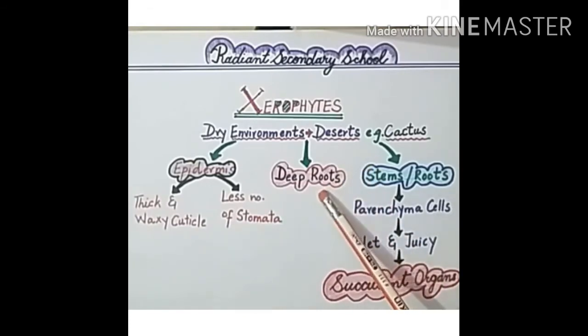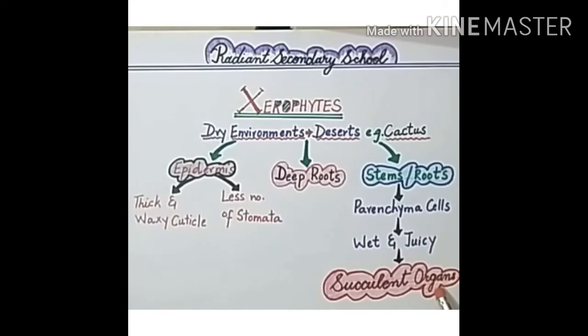Both of these characteristics of epidermis help these plants to reduce the rate of transpiration. Second type of adaptation these plants have is they have deep roots. These deep roots absorb maximum water from the soil. The stems and roots of some xerophytes have special cells which are called parenchyma cells. These parenchyma cells store large quantities of water. The storage of large quantities of water in the stems and roots make them wet and juicy. Hence, these are called succulent organs. Students, till here we have discussed xerophytes.